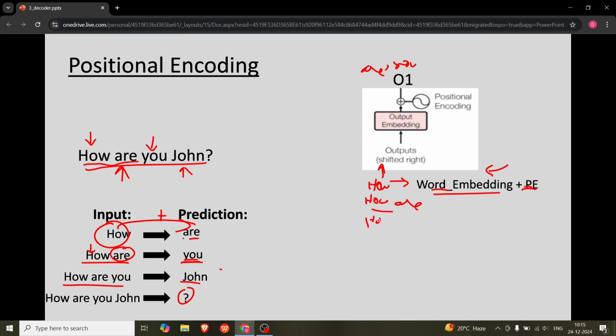So you can see over here, "how are you" was the third one, and the fourth one was "how are you John". And what was supposed to be predicted in the third one, "how are you", the third prediction was "John", and the fourth prediction was the question mark. Okay, so how does all this happen?